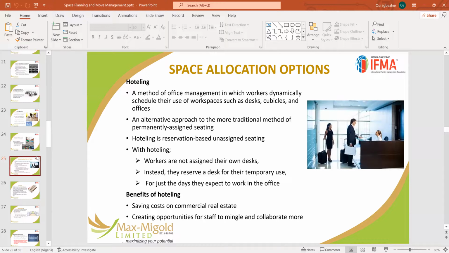For the hoteling system, there are a few benefits, like saving costs on commercial real estate. You don't need to rent very large spaces. You can just rent medium space and do that. It also creates opportunity for staff members to mingle and to collaborate, depending on style.